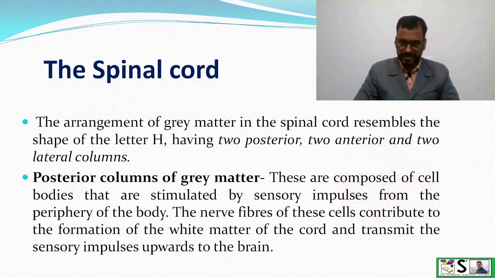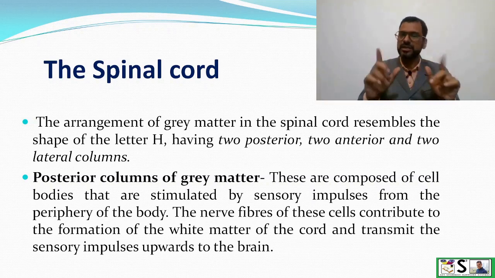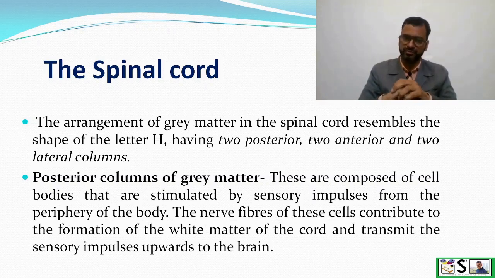Posterior column of gray matter. These are composed of cell bodies that are stimulated by sensory impulse from the periphery of body. The nerve fibers of these cells contribute to the formation of white matter of the cord and transmit the sensory impulse upwards to the brain.